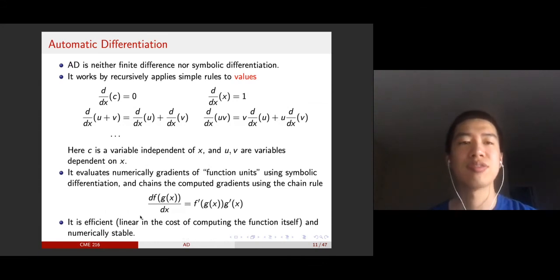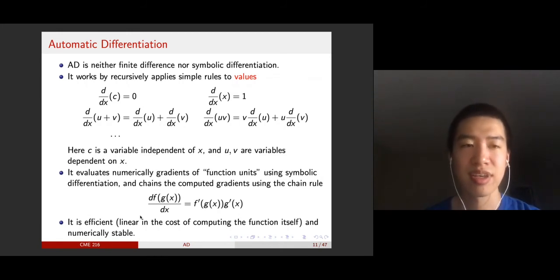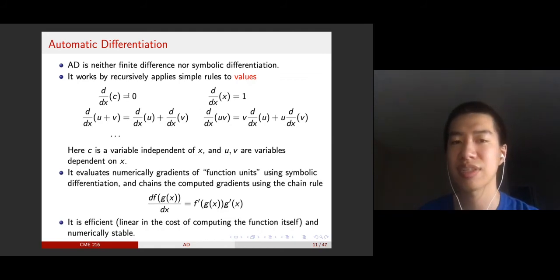Now let's get down to automatic differentiation. Automatic differentiation is neither finite difference nor symbolic differentiation. It works similar to symbolic differentiation. It applies those rules to the expressions. For example, for a constant it returns 0, for x it returns 1. But the difference is that it recursively applies simple rules to values instead of symbols. This is best expressed by this formula.